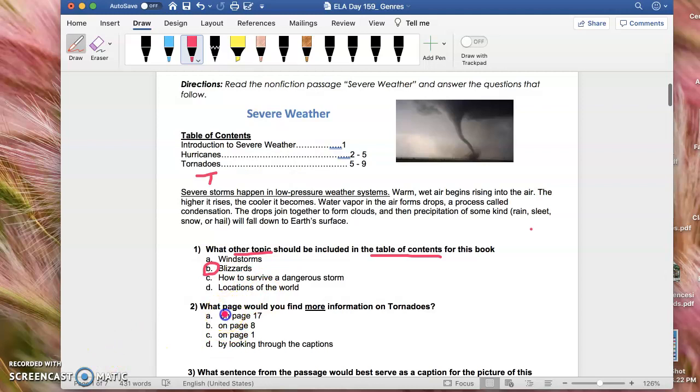Two, what page would you find more information on tornadoes? So here you have to go to the text feature table of contents. So I know I would find more information on pages 5 through 9 because those are the pages that talk about tornadoes. And so when it says 5 through 9, that means pages 5, 6, 7, 8, and 9. So that means that page 8 would definitely be a page where I could find more information on tornadoes.